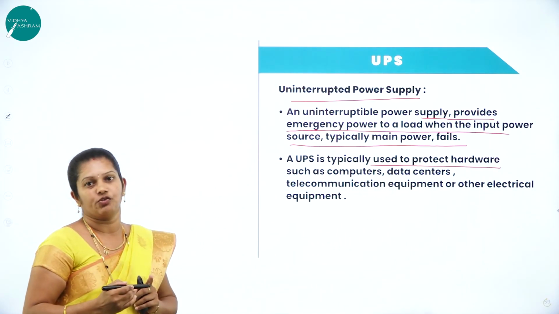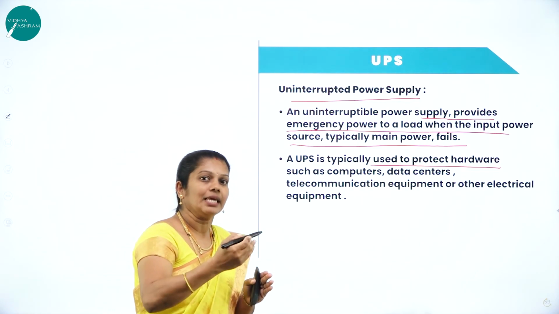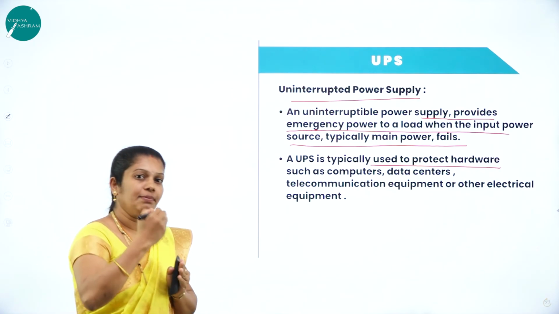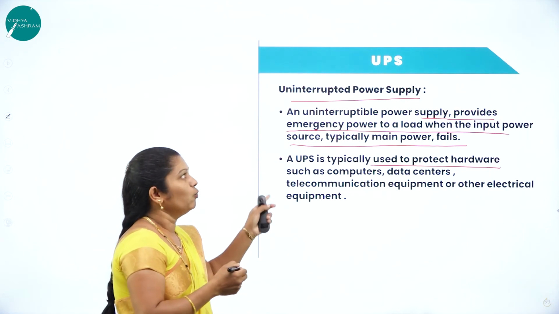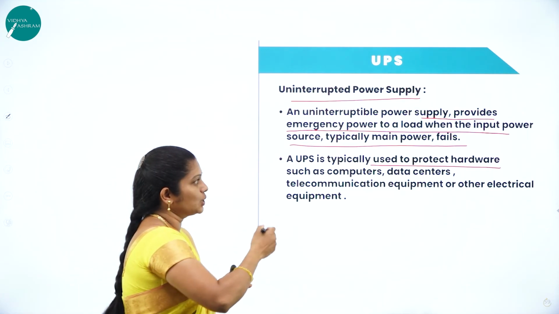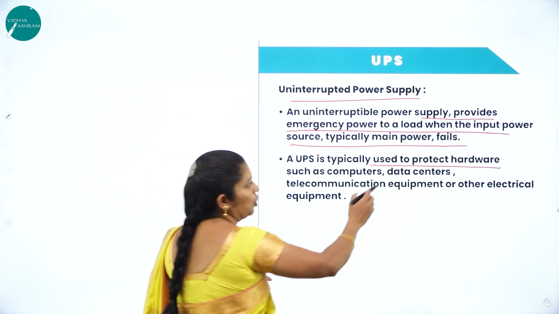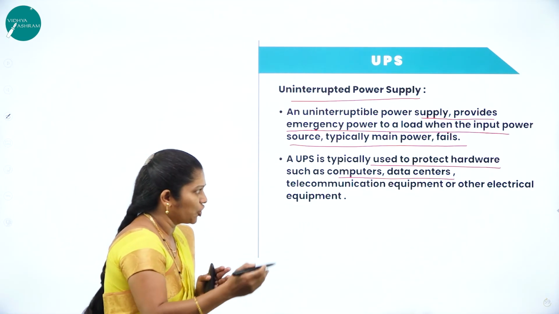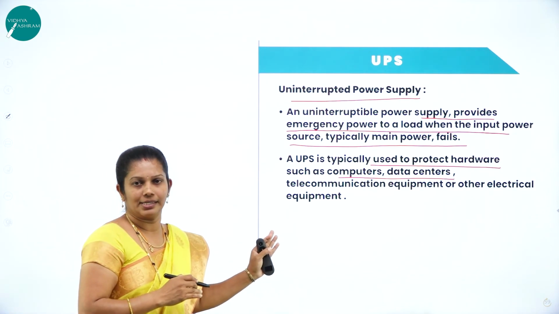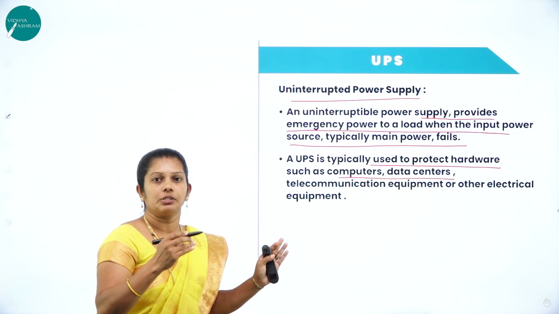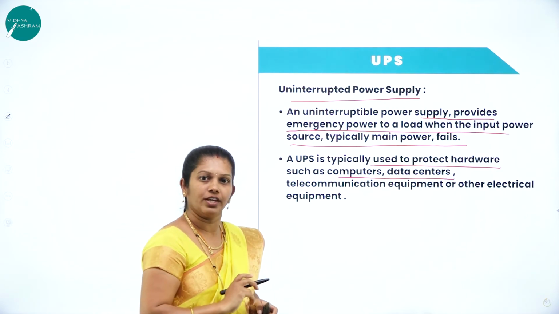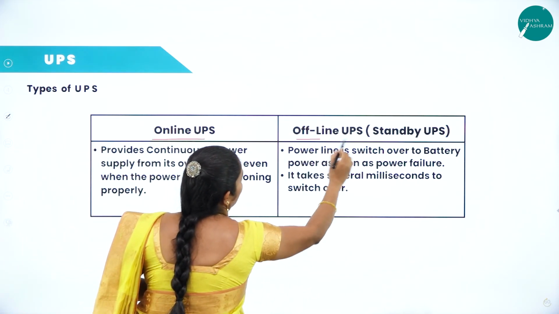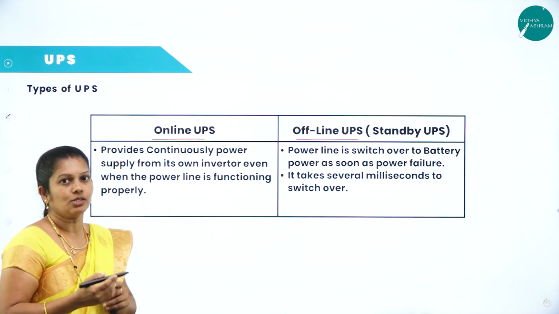Why do we require this UPS first of all? If power fails suddenly, then suddenly the power fails for all the components. Then corruption will occur and sometimes the system will not work properly. To avoid that, we need continuous power supply. That's why we need this UPS. We use it to protect hardware such as computers, data centers, telecommunication equipment, all the components. By UPS only, we can supply power continuously to all the components of the computer. There are two types, online UPS as well as offline UPS.